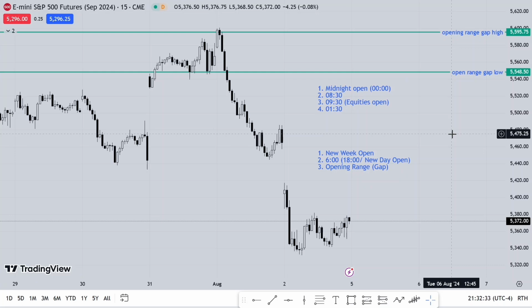When you get a consolidation, you're expecting a form of expansion. So stuff like that, you blend these concepts together, using the opening prices to get a precise understanding of that theory that is being passed across.